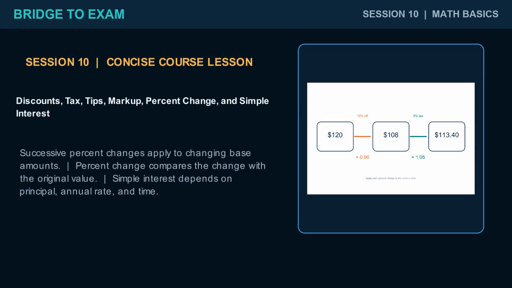Welcome to Session 10, Discounts, Tax, Tips, Markup, Percent Change, and Simple Interest. Applied percent problems often contain more than one quantity: original amount, amount of change, and final amount. Keeping those rules separate is the central skill. Sequential percent changes must be applied to the amount that exists at each stage.